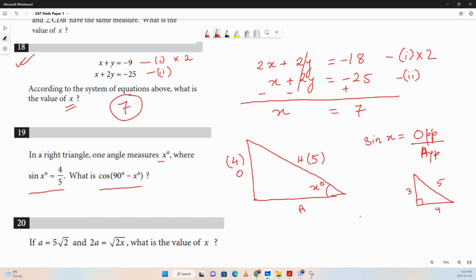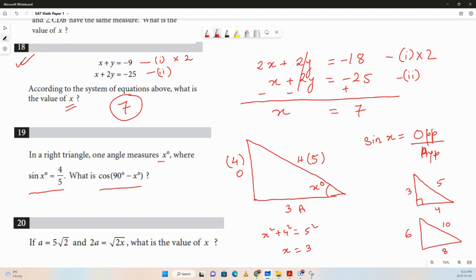We can solve this using x square plus 4 square equals 5 square, and then we can find that x equals 3 by solving. But it's always good to remember this special triangle 3, 4, 5, and any multiple of that basically. So you can have 6, 8, 10, and so on and so forth. So any multiple of 3, 4, and 5 will also have the same ratio. Okay. So here, your adjacent will be 3.